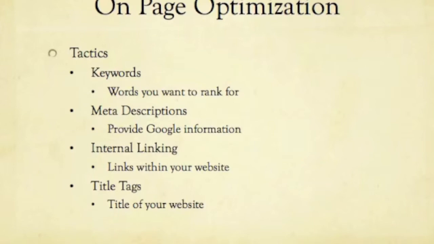Next are meta descriptions, and meta descriptions just provide Google with a basic overview of what your web page or website is about, and these usually show up under the website link in the search result. Internal linking is another factor of on-page optimization, and internal linking is pretty much just the linking in between the different pages on your website.